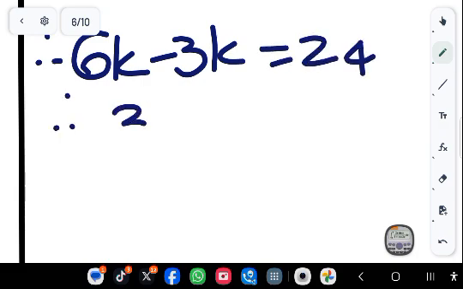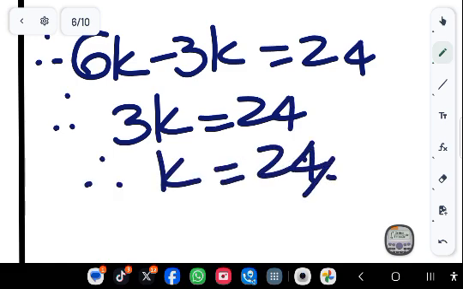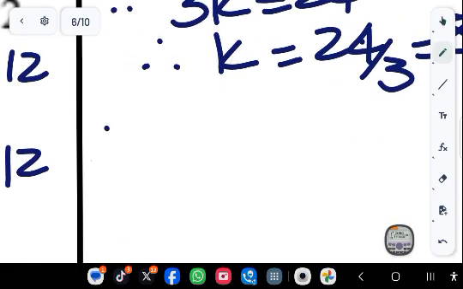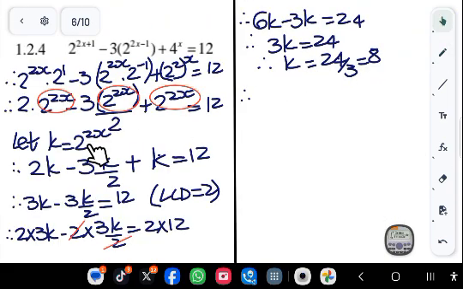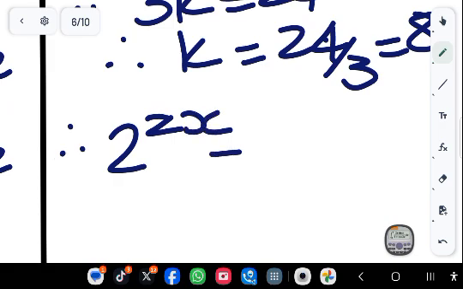6 minus 3, that is 3. Now divide both sides by 3. That will give us 8. Now we revert back to 2 to the power of 2x. Remember, we're not solving for k, we're solving for x. So that will be 2 to the power of 2x equals 8.